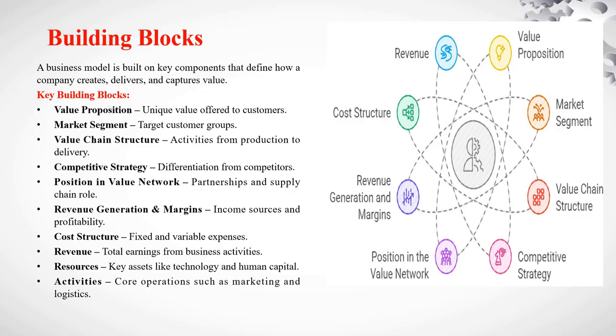Third is value chain structure. This is the sequence of activities that a company performs to deliver value. This includes sourcing materials, production, distribution, and customer service. An example here is Amazon's value chain, which includes warehousing, logistics, and customer support.